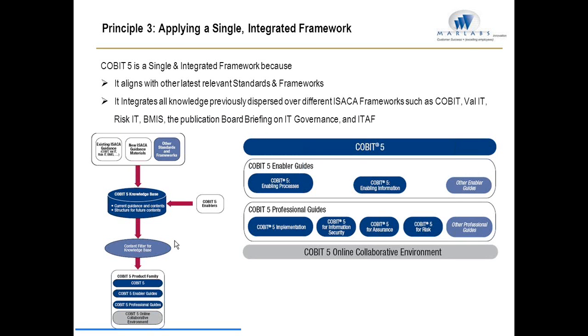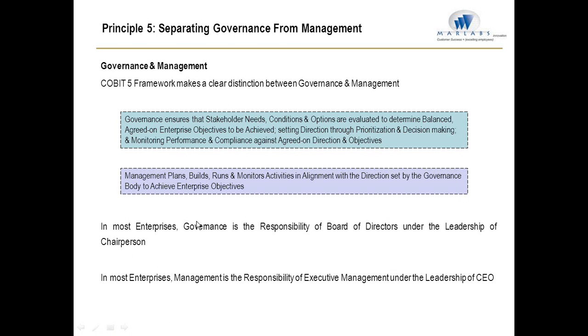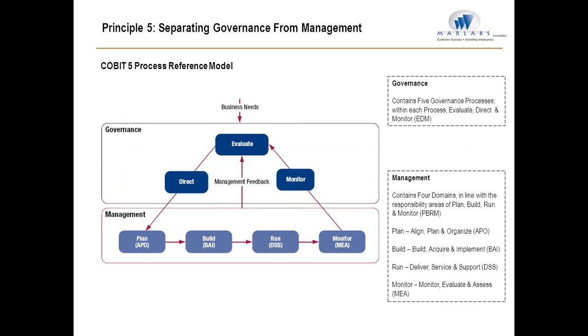So in most enterprises, if we look back, enterprise governance is basically the responsibility of the board of directors under the leadership of a chairman. In most enterprises, management is the responsibility of the executive management under the leadership of a CEO or a CIO or a CDO. So this is something which we need to remember. This gives a better idea about the understanding or definition of governance and management. Governance basically talks about evaluating the customer needs, directing, coming out with objectives, directing those objectives, monitoring how they are performing. Management is, as I said, planning, building, execution, and monitoring.